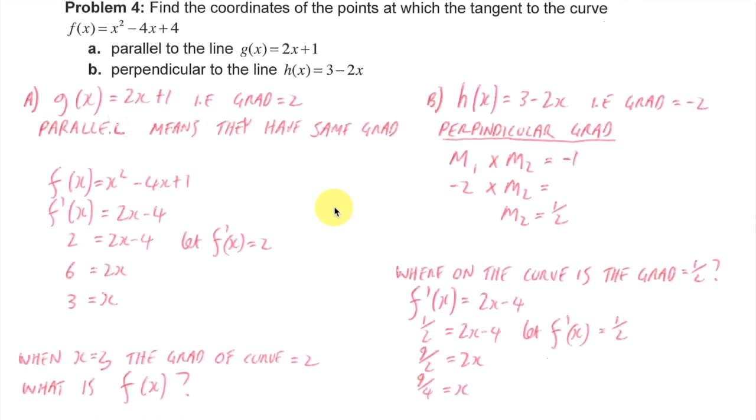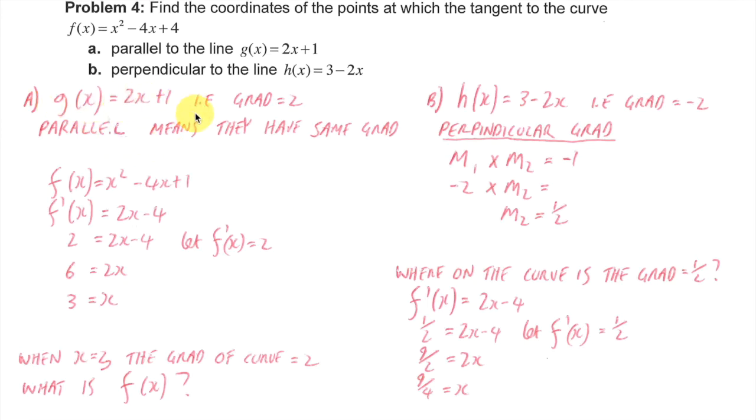Problem 4. Find the coordinates of the points at which the tangent to the curve f of x equaling x squared take 4x plus 4 is parallel to the line g of x equaling 2x plus 1, and b perpendicular to the line h of x equaling 3 minus 2x. Let's look at g of x.